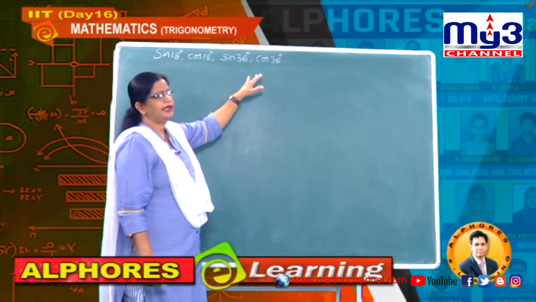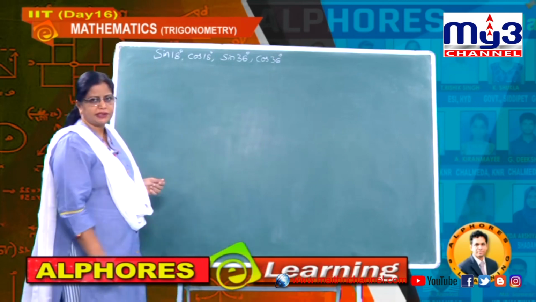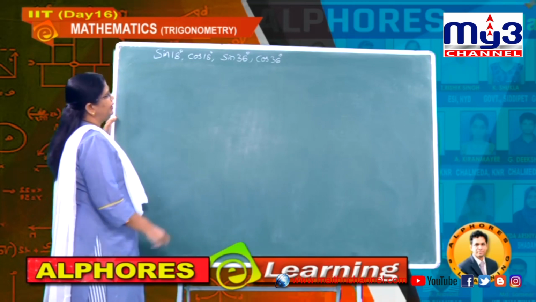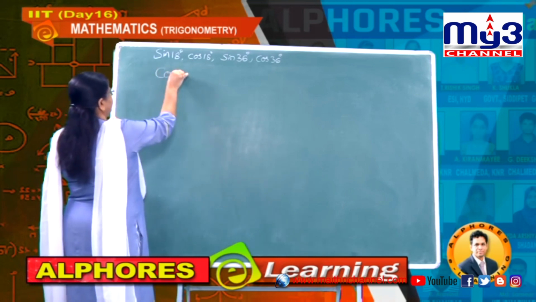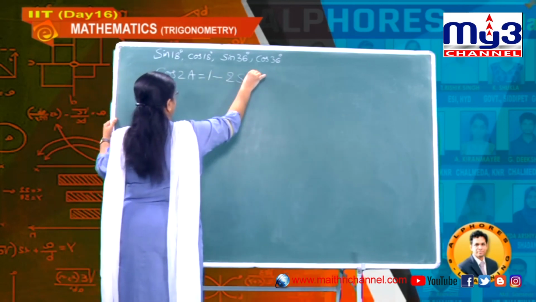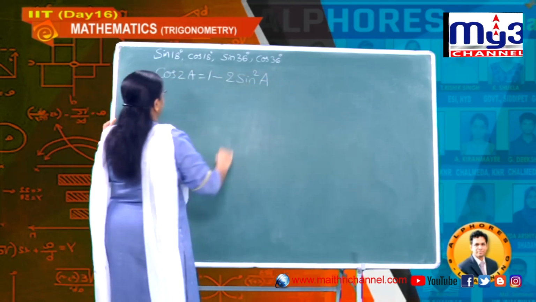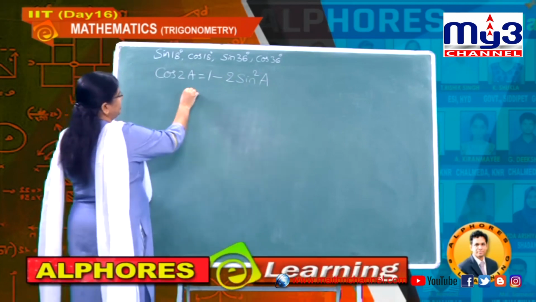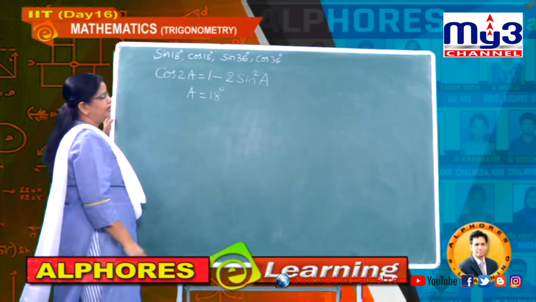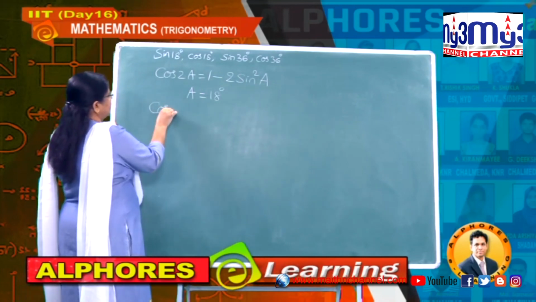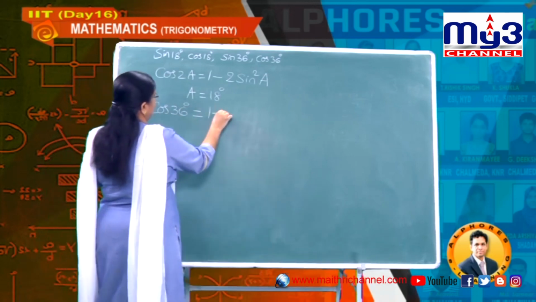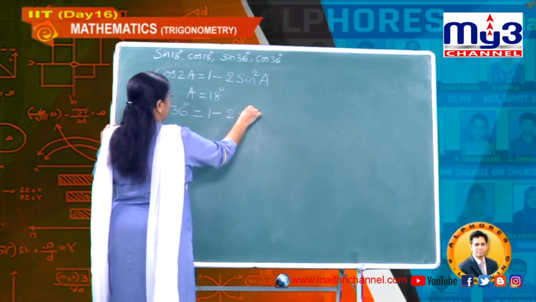Let us prove now sin 36 and cos 36. Okay. So how to prove these results? Now you have a formula, that is cos 2a equals how much? 1 minus 2 sin square a. Okay students. So this is the formula you are having. Now let us take a equal to 18 degrees. Okay. So if I am taking a as 18 degrees, then this is how much? Cos 36 degrees equals 1 minus 2 sin square 18 degrees.